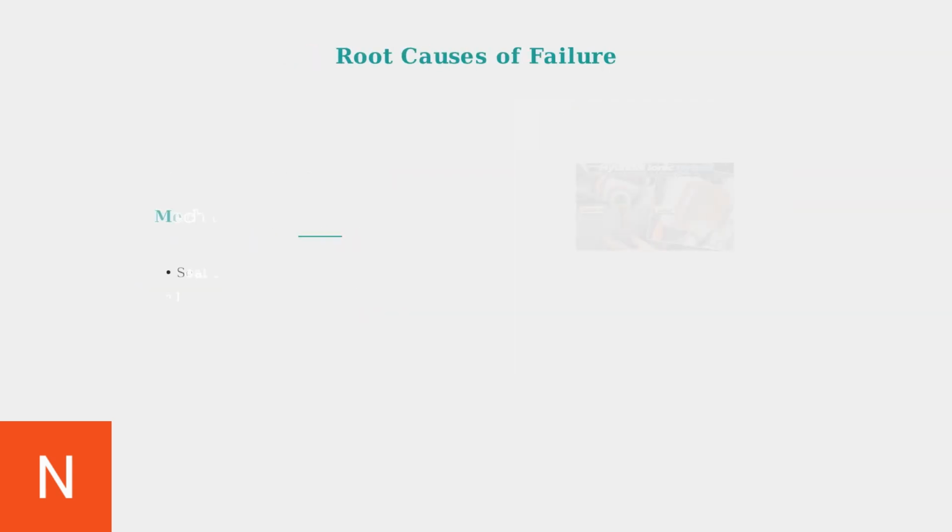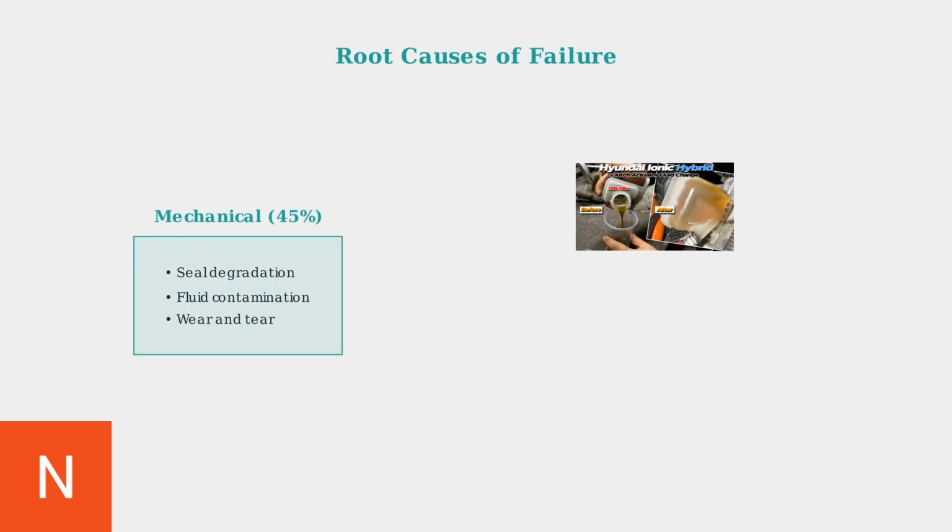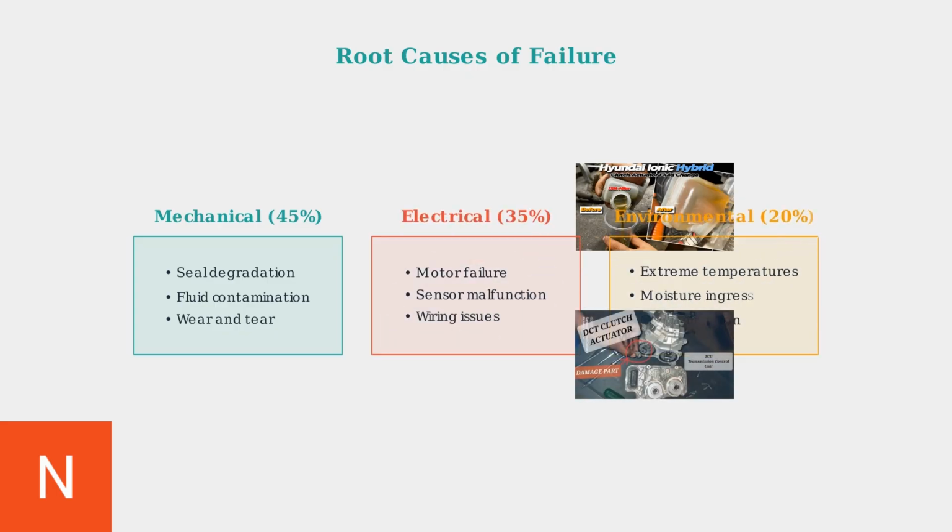Root causes of clutch actuator failure fall into three main categories. Mechanical causes account for 45% of failures and include seal degradation, hydraulic fluid contamination, and normal wear and tear. Electrical causes represent 35% of failures, including motor failure, sensor malfunction, and wiring issues. Environmental causes make up the remaining 20%.